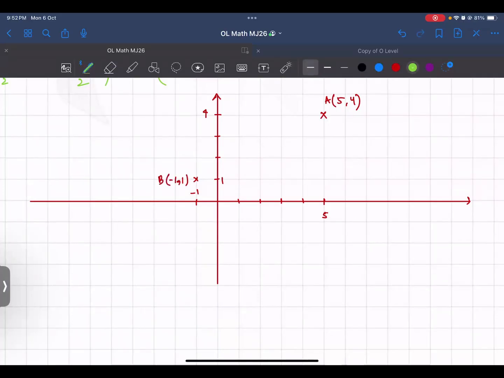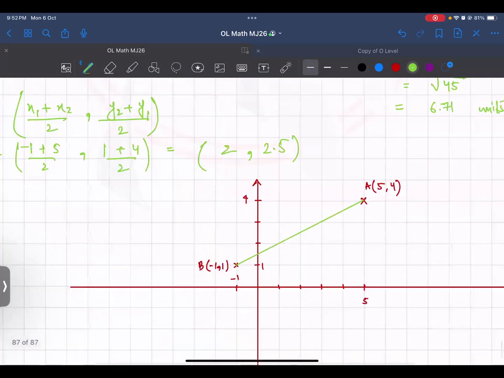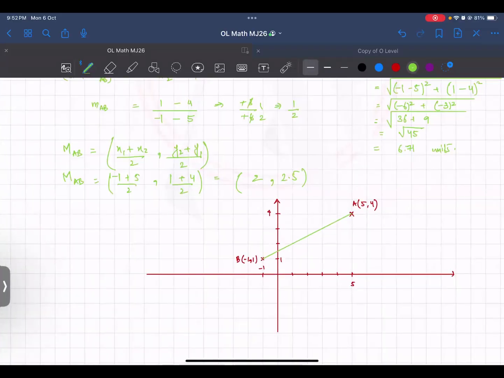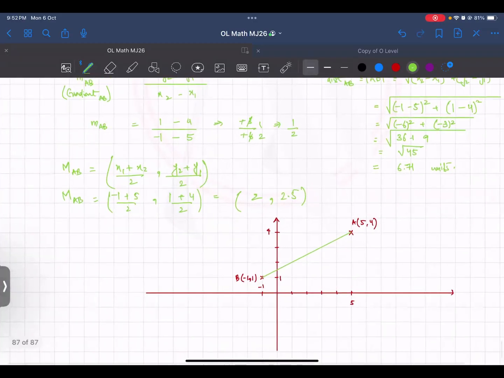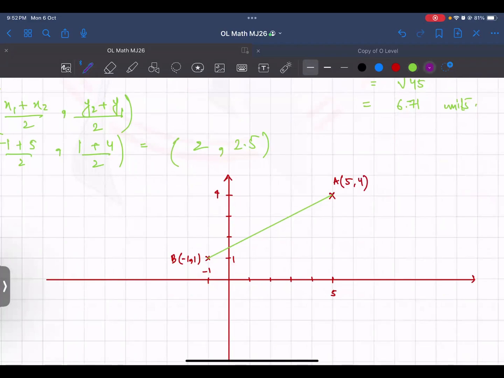So if you join this, now you know the distance between these 2 points A, B. The green line which I have marked over here, the 6.7 was the length of this green line. The midpoint will be 2 comma 2.5. So 2 comma 2.5 will be, this is 2, this is 3, so between. So you can see it is the midpoint, exactly in the middle. Midpoint means that it will equally divide this line. So this part of the line will be equal to this part of the length.